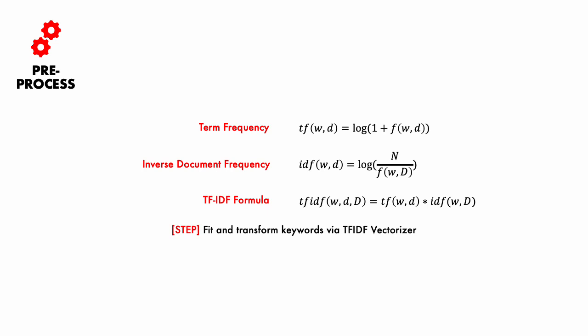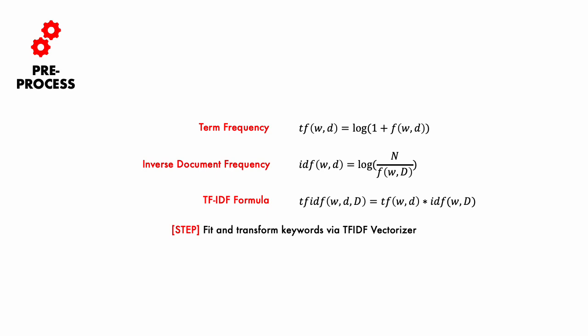Meanwhile, IDF, or inverse document frequency, measures the rarity of a term in a corpus. It is calculated as the logarithm of the total number of documents in a corpus divided by the number of documents that contain the term. IDF is a global measure of a term's importance across all documents in a corpus.